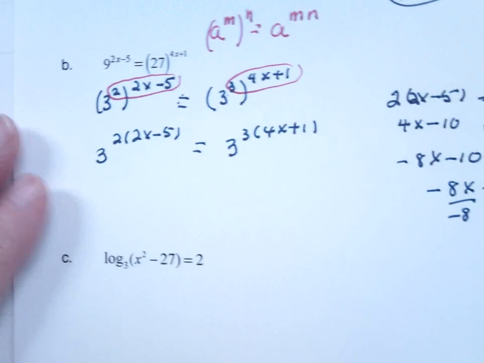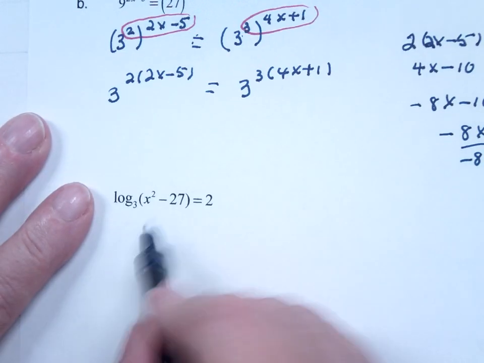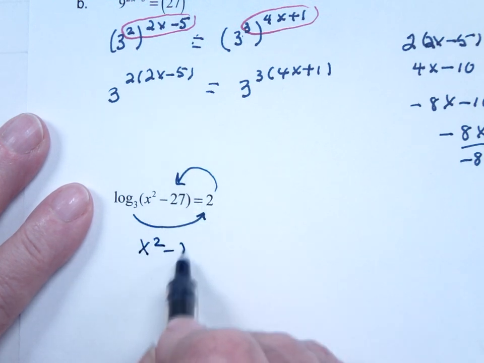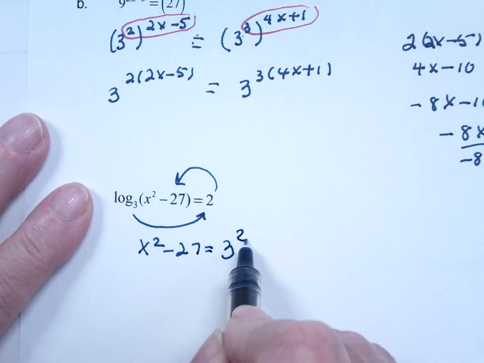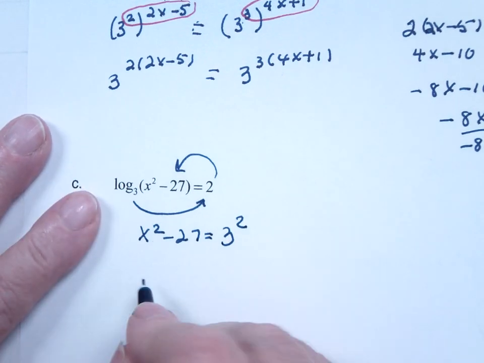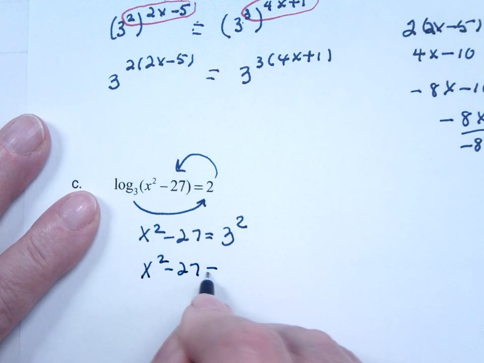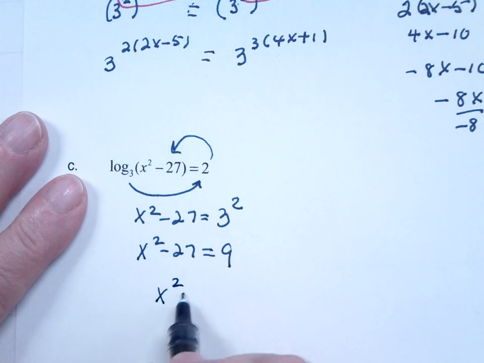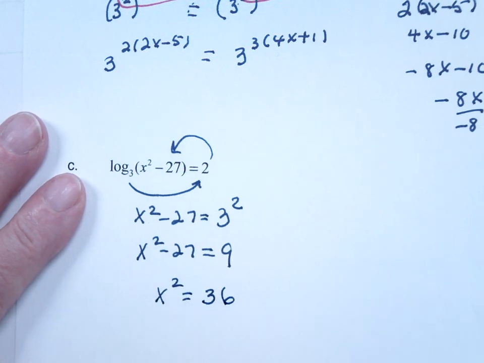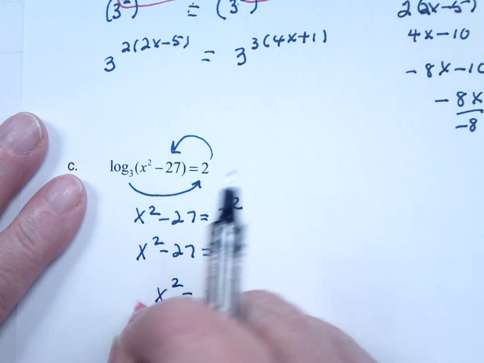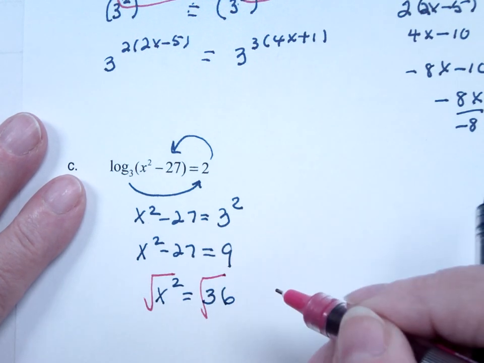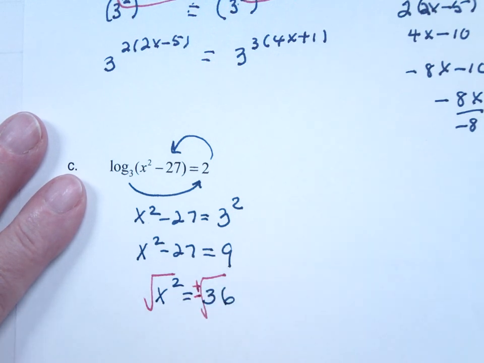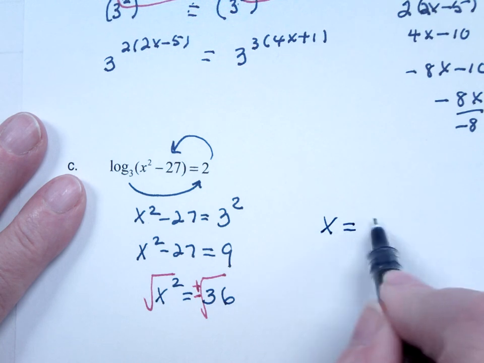Now here we rewrite the logarithm as an exponential, so that 3 squared is equal to the argument, x squared minus 27, equals 3 squared. x squared minus 27 equals 9. Or x squared equals 36. Take the square root of both sides. So what do I have to do? Don't forget the plus or minus. So that x is plus or minus 6.